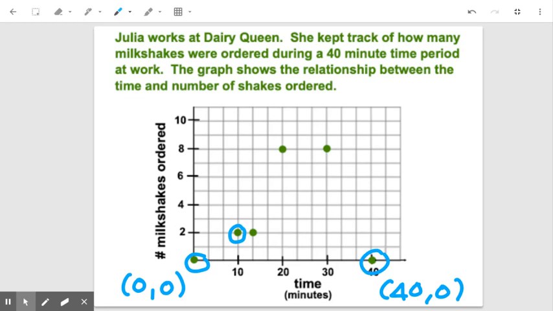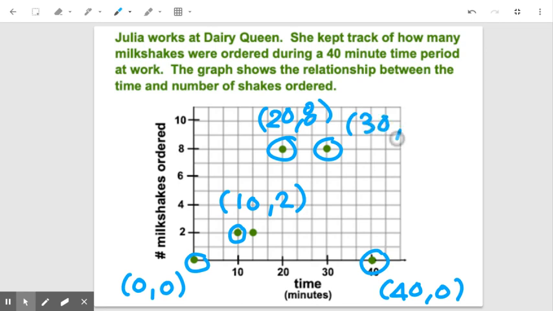This point right here, you'll notice, is the point (10, 2). (10, 2) means at 10 minutes, 2 different people ordered milkshakes. If I were to ask you what the maximum number of milkshakes ordered during that time is, you would tell me both of those points mean that because they are both at the same level. One of them is at 28 and the other one is at 38. And you would say to me, hey, Ms. Mac, at 20 minutes and 30 minutes, both 8 people came in and ordered milkshakes.